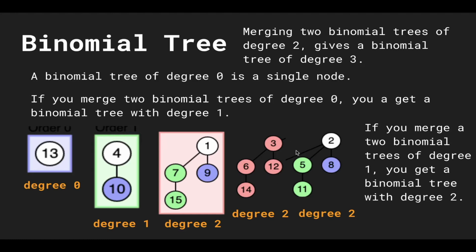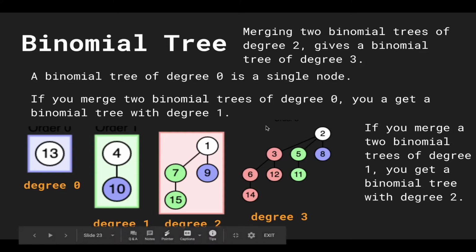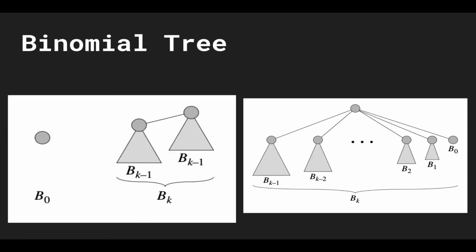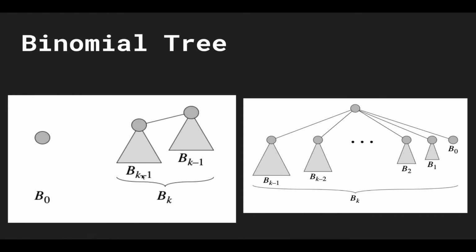And let's merge them by making 3 one of the children of 2. So we make 3 a child of 2, and then now this is a binomial tree of degree 3. In general, we have the base case definition, which is a binomial tree of degree 0, denoted by B0, is just one single node. And then the definition for any binomial tree of degree k is just two binomial trees of degree k minus 1 linked to each other, where one of them is now the new parent and one of them is going to be one of the new children of the parent.